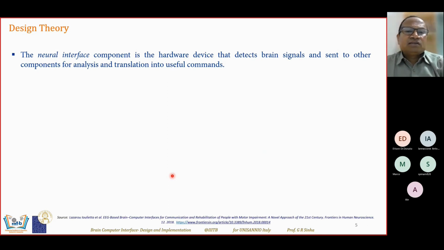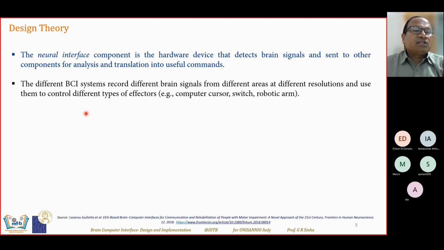So the design theory is a neural interface component which we use in any BCI that provides an interface between a brain and computer, definitely by using a hardware device so that we can detect brain signals, and the detected brain signal can be sent to other components which are used for analysis and translation to suitable or useful commands. So the interface is connecting the brain and so many hardware components. Those hardware components are part of design theory, right? The discussion is part of design theory.